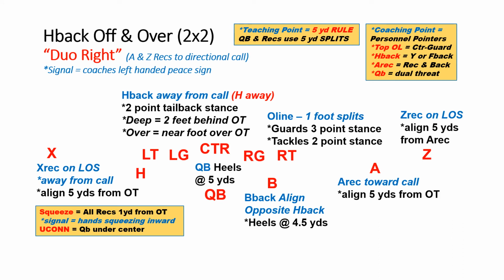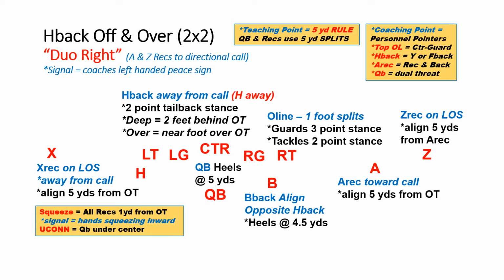All right, here's the sets real quick. For 3rd and 4th grade, you're just going to use 2 formations. You're going to use this duo right, which is a 2x2, and this is what you're going to want to teach everything out of. You can see we're going to go ahead and give a directional signal, meaning you're just going to go ahead and put up a peace sign.